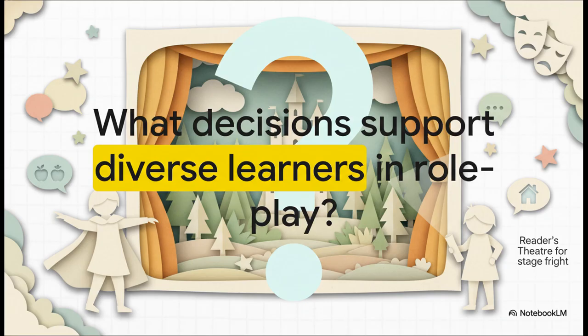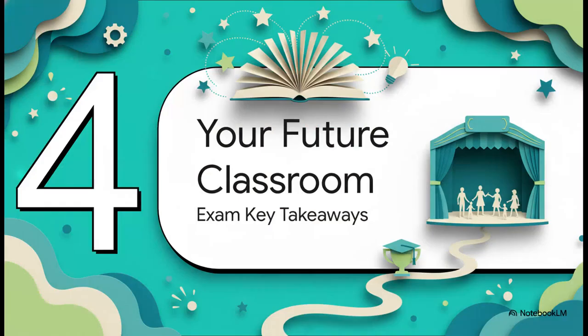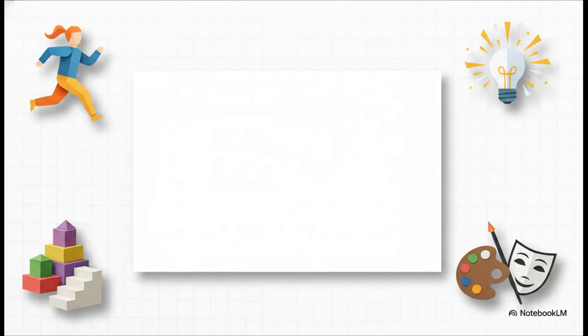Maybe you utilize pantomime, acting without words, for a student who is still building their vocabulary. Or maybe you use reader's theater, so a nervous student has a physical script to anchor them. That right there is how you differentiate instruction while still perfectly meeting the competency. All right, let's head into our final part, Section 4, your future classroom. Here are your key takeaways for the exam. Let's wrap up with exactly what you need to lock in for your certification exam and your future lesson planning.